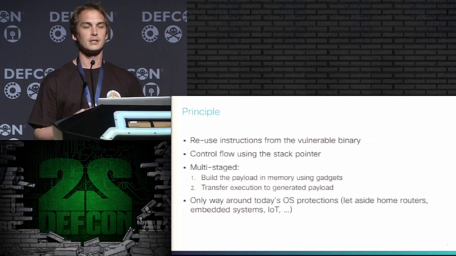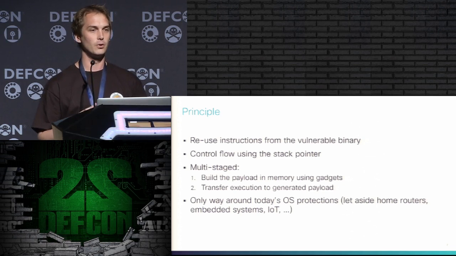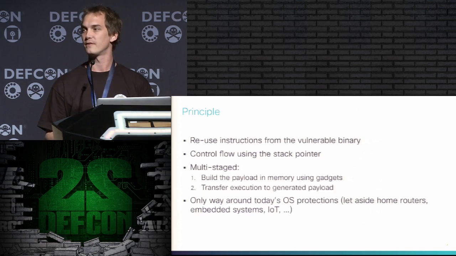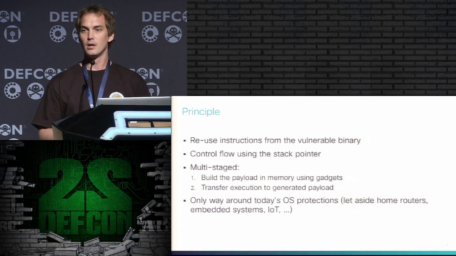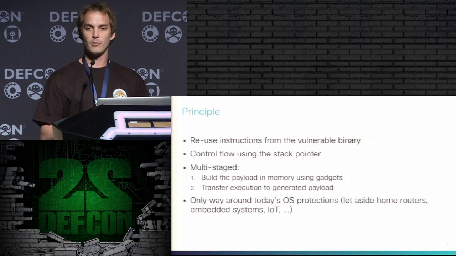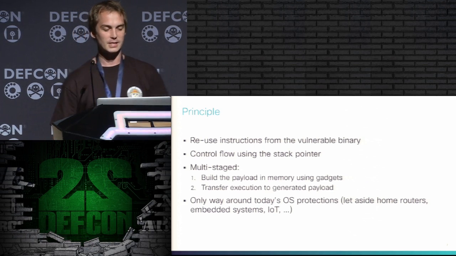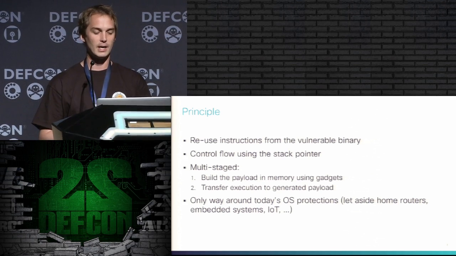So your idea is, okay, let's take a tiny piece of the program and put some instructions there which I'm going to execute later. That's your stage 0, the first phase, which is grab some stuff, put it in a zone in memory, and when you're finished doing that, change the control flow and execute that later. And as I said, it's more or less the only way around today's OS protections.